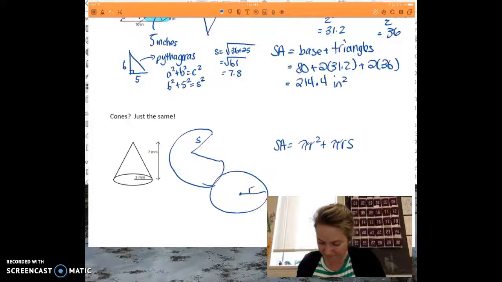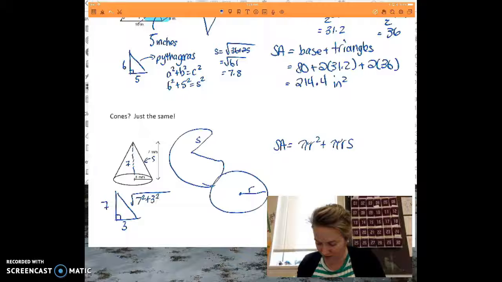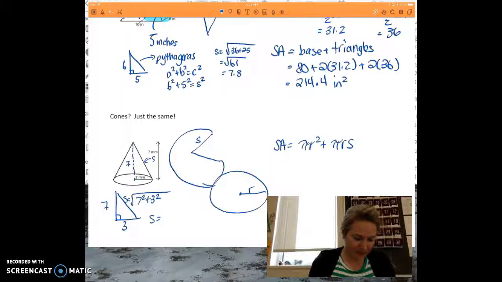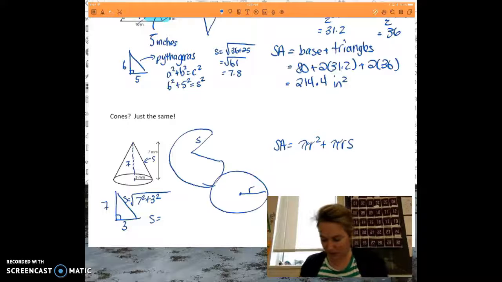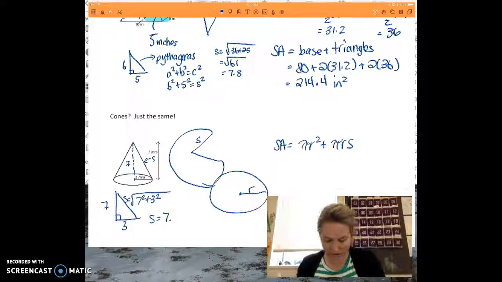In this case, they're telling us that that's 7, that's the height, and we need to find the slant height. So we have our right angle triangle. This is 7, this is 3. This is going to be the root of 7 squared plus 3 squared. So S is going to equal the square root of 49 plus 9, and the answer is 7.62.